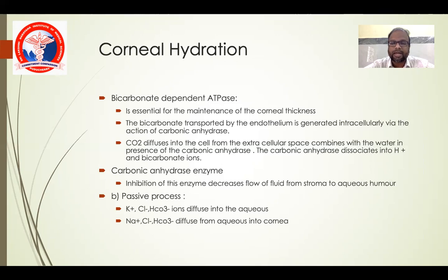Apart from this, the third enzyme is the carbonic anhydrase enzyme. Inhibition of this enzyme causes decreased flow of fluid from the stroma to the aqueous. So when there is an inhibition of carbonic anhydrase enzymes, the fluid does not flow from the stroma to the aqueous, thereby causing corneal edema.